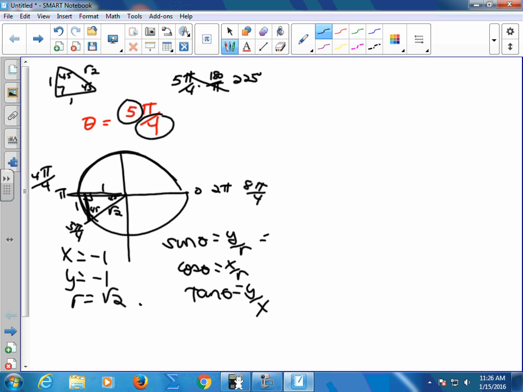I just go right to this box. I say negative 1 over radical 2. X, negative 1 over radical 2. Negative 1 over negative 1 is 1. That's it.